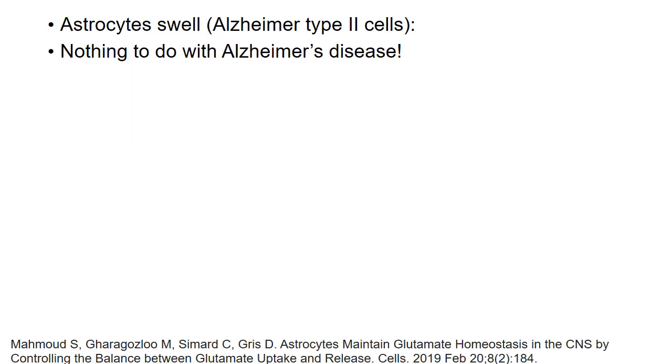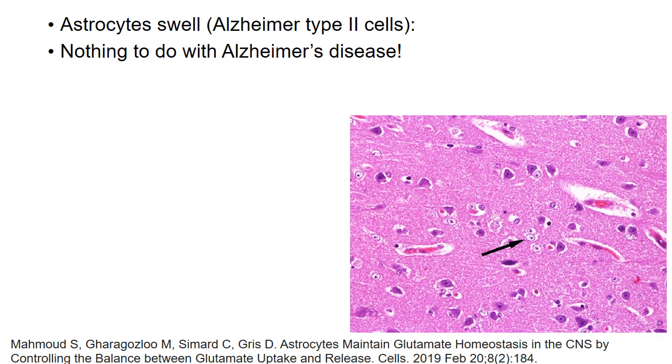So now, besides the anoxic neurons, swollen astrocytes or type 2 Alzheimer's cells are also noted in hypoxic ischemic encephalopathy. However, note that this has nothing to do with Alzheimer's disease, because it was Sir Alzheimer who first noted these swollen astrocytes, and hence the term. So how do these swollen astrocytes look?